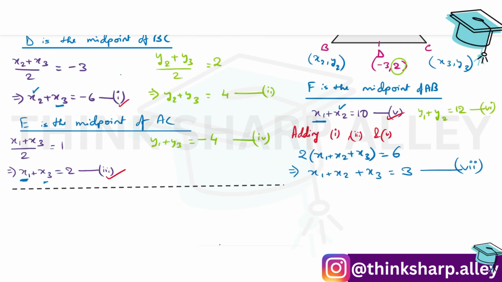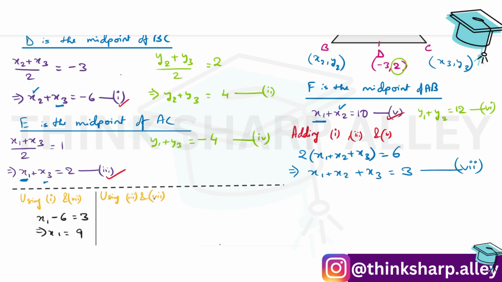Now see how we manipulate our information. I will use 1 and 7. So 1 says x2 plus x3. In place of x2 plus x3, I'll put minus 6. So we have x1 minus 6 equals 3. So that gives me x1 is equal to 9.